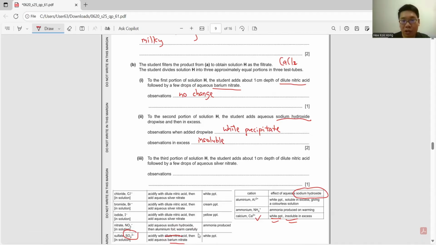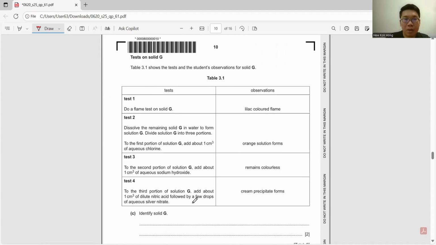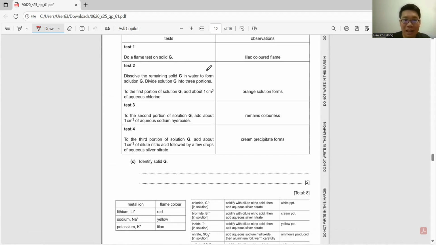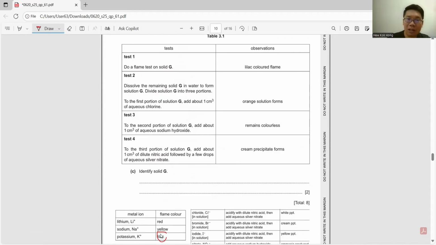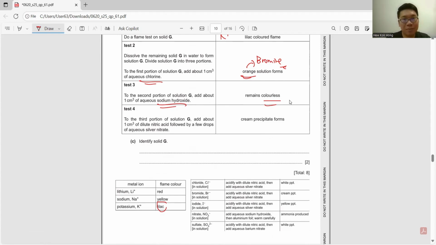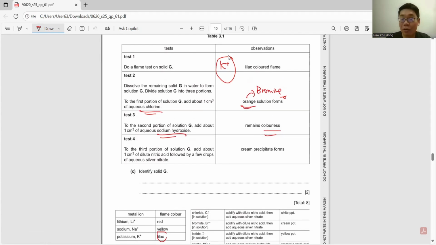Part 3. To the third portion of solution H, the student adds about 1 cm depth of dilute nitric acid followed by silver nitrate. So here is testing for chloride, so a white precipitate forms. Test on solid G. Solid G, they don't tell you what it is. They directly tell you they do a flame test. Flame test will form a lilac flame. So we can confirm it is potassium ion. Then they dissolve the remaining G in water and test with these three things. They test with aqueous chlorine, an orange solution forms, so we can confirm bromine forms. So initially it had bromide ion, and then they add NaOH, it remains colorless. So we can confirm it is potassium ion again.